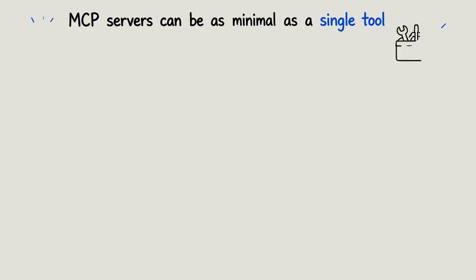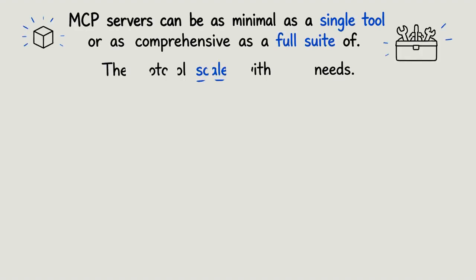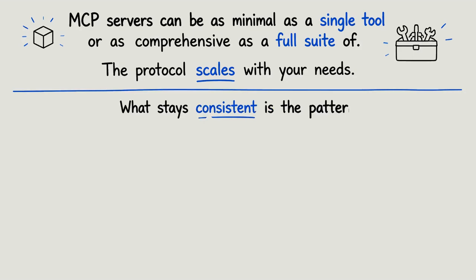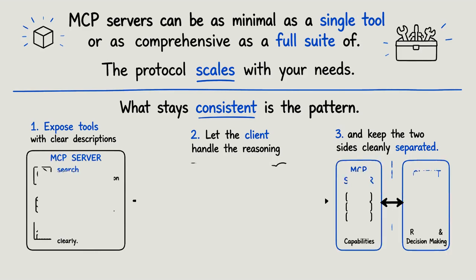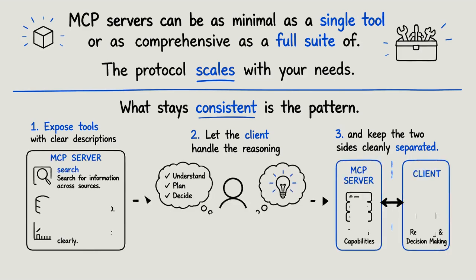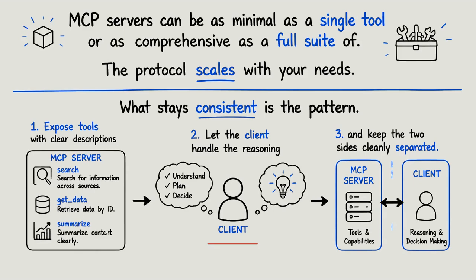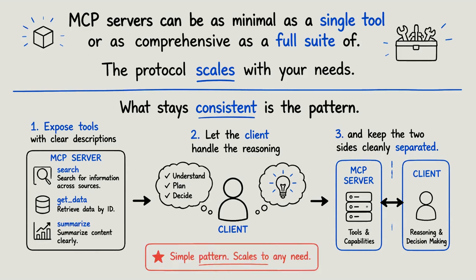MCP servers can be as minimal as a single tool or as comprehensive as a full suite of capabilities. The protocol scales with your needs. What stays consistent is the pattern. Expose tools with clear descriptions, let the client handle the reasoning, and keep the two sides cleanly separated.